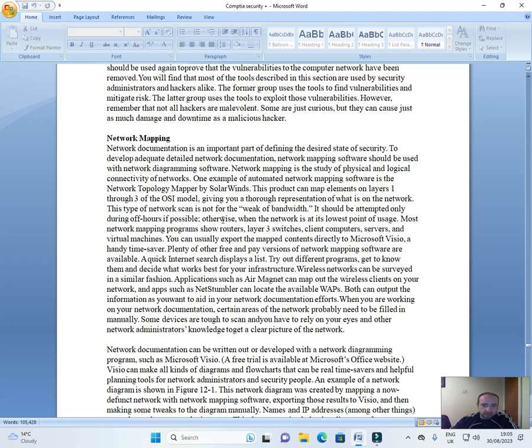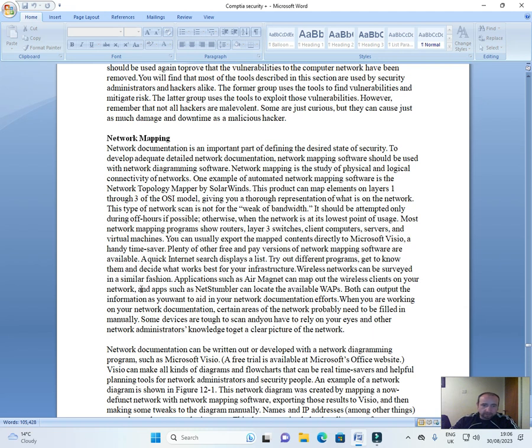This type of network scan is not for the weak of bandwidth. It should be attempted only during off hours if possible, otherwise when the network is at its lowest point of usage. Most network mapping programs show routers, layer 3 switches, client computers, servers and virtual machines. You can usually export the mapped contents directly to Microsoft Visio, a handy time saver. Plenty of other free and pay versions of network mapping software are available. A quick internet search displays a list. Try out different programs, get to know them and decide what works best for your infrastructure.